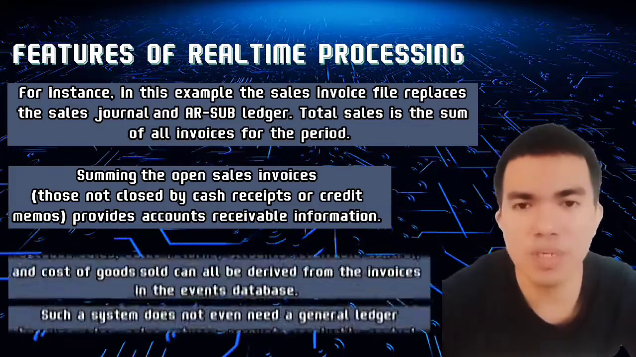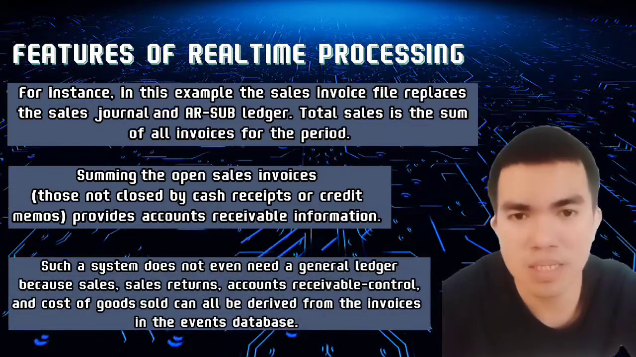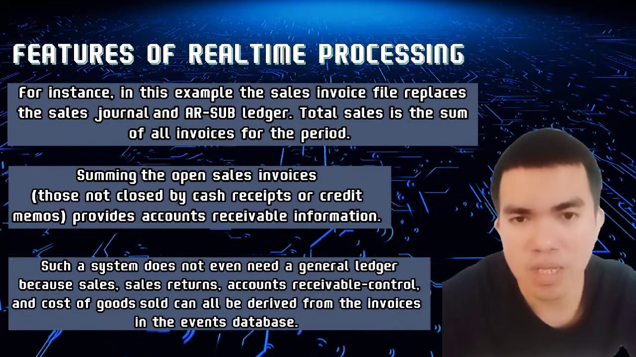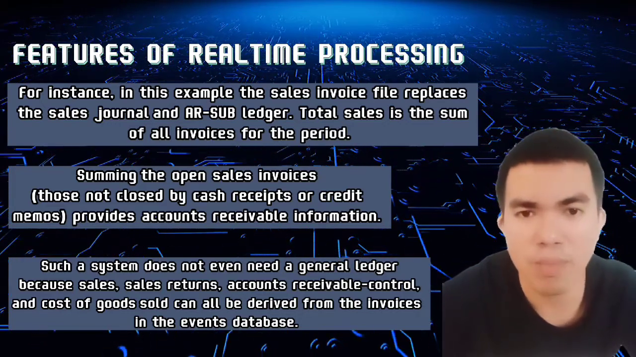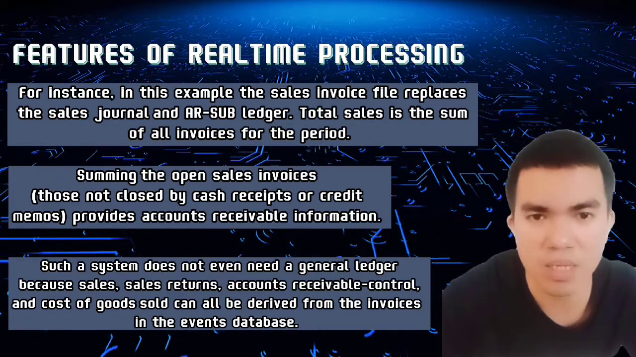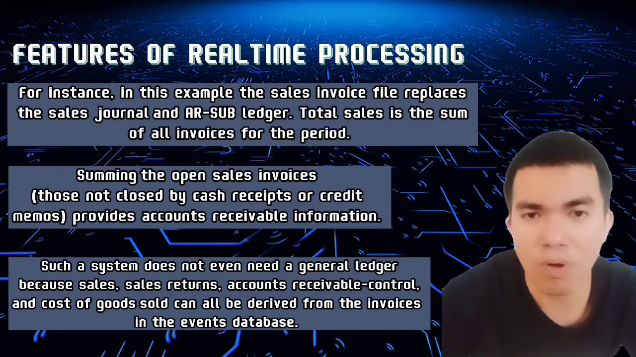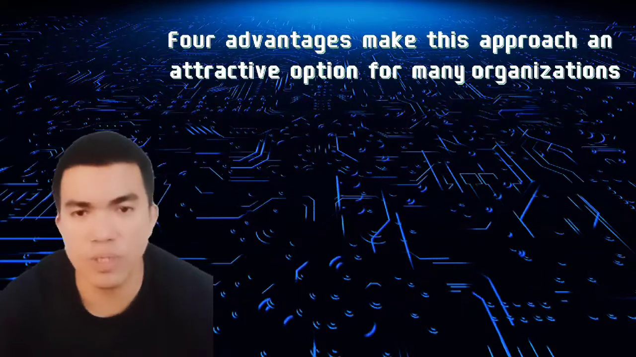In speculation, such a system does not even need a general ledger because sales returns, accounts receivable control, and cost of goods sold can all be derived from invoices in the events database. However, most organizations prefer to maintain a separate general ledger file for efficiency and cross-checking of processing accuracy. Four advantages make this approach an attractive option for any organization.